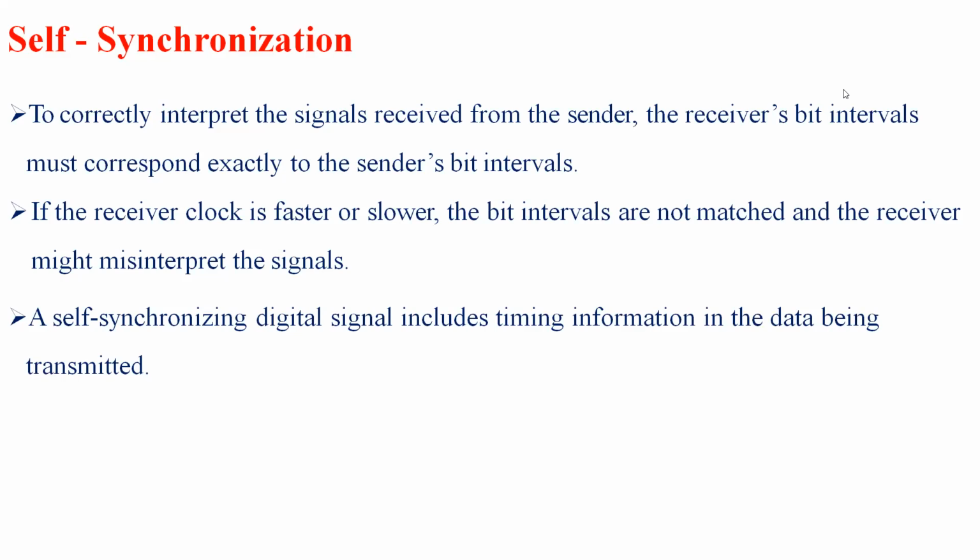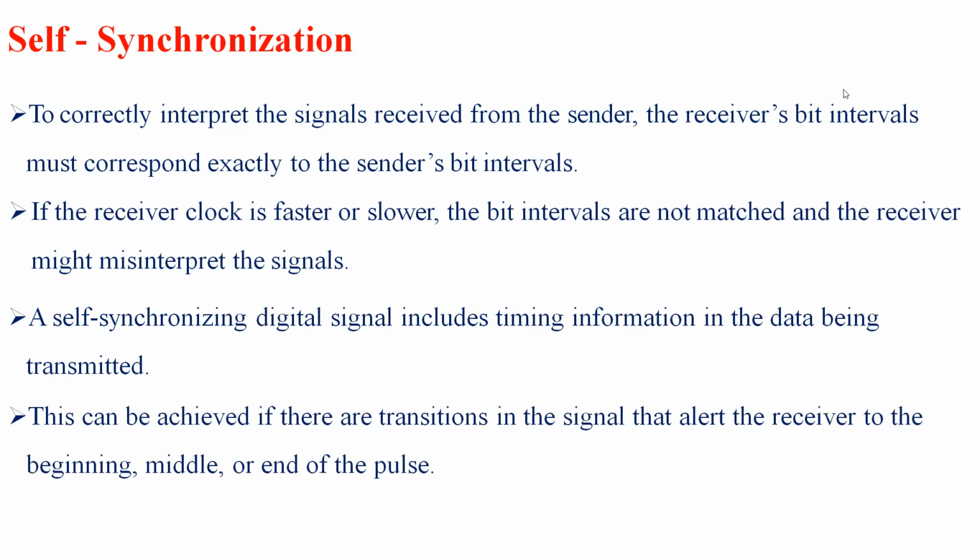So self-synchronizing digital signals include the timing information. At which second data is transmitted from a sender to a receiver, and at which second of the time period it is received at the receiver, all these details will be there in the case of self-synchronizing digital signals. This self-synchronization is achieved by transitions in a signal, which alert the receiver to the beginning, ending, and middle of a pulse.